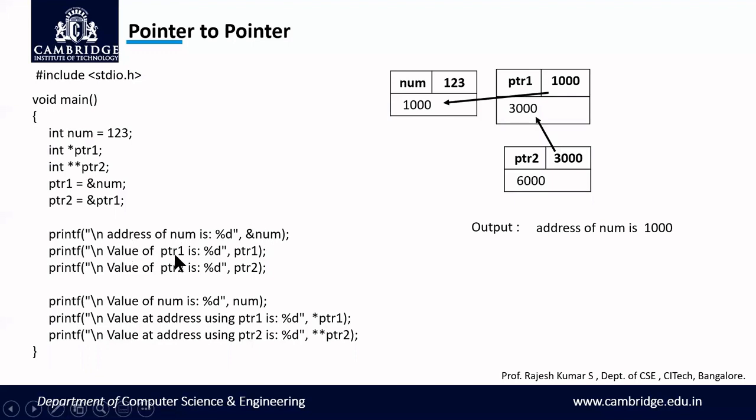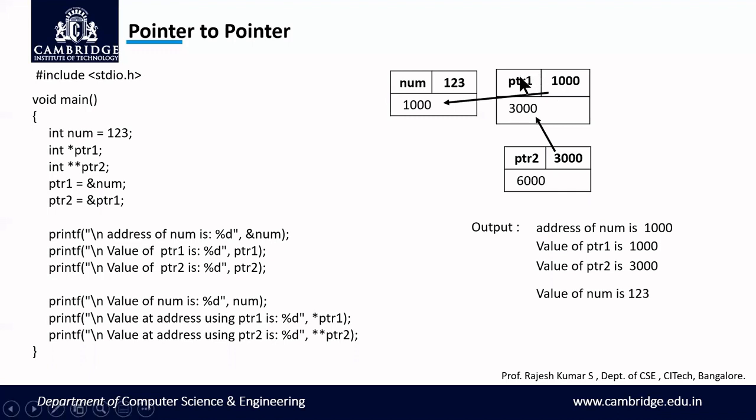Next, the value of ptr1. What is the value present in ptr1? Normally the value is an address, the address of the variable. So when I print the value of ptr1, it will print 1000. When I print the value of ptr2, it will print the address of ptr1. Now, when I print the value of num, you know the value is 123. 123 will be printed.